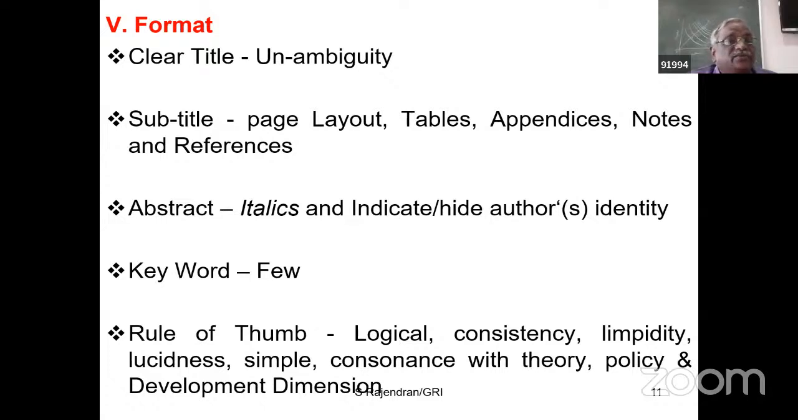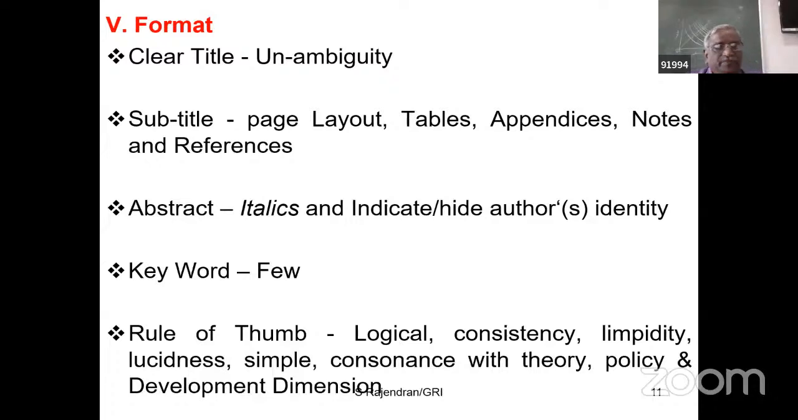If the need arises, you can give a subtitle inside, and then page layout, what are the aspects you are going to give in different sections. That is what I mean by page layout. And then tables, appendices, notes and references. These are the minimum requirements a scientific research paper shall contain.